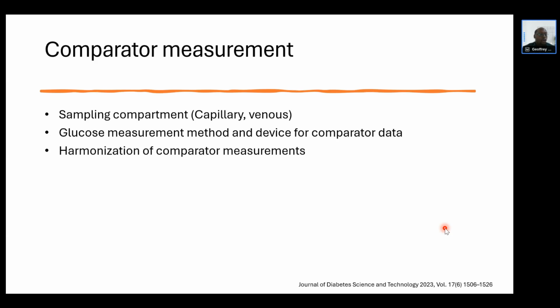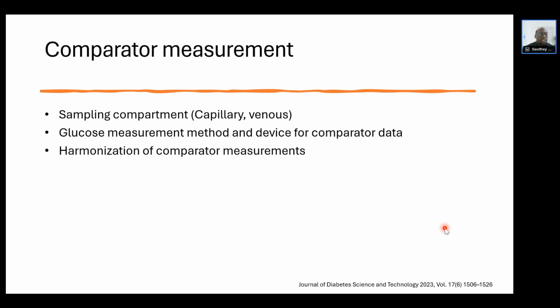There is really no consensus on which is the best comparator, especially when you consider that in essence, a continuous glucose monitor by and large will be used at home, especially for a personal CGM. Should we then use capillary blood glucose measurement as our comparator? Number two, what glucose measurement method should you compare against?